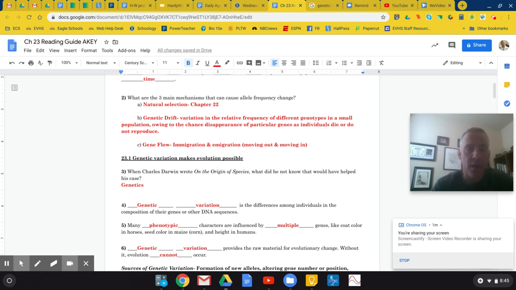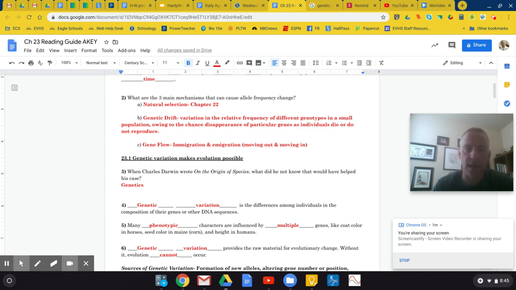Genetic drift, that's the one that's been a little tricky for folks. And I'll also talk about that in the lecture that I'll also post later on today over a PowerPoint. But as it says here, the variation in the relative frequency of different genotypes in a small population owing to the chance disappearance of particular genes as individuals die or do not reproduce. This is not a natural selection thing.